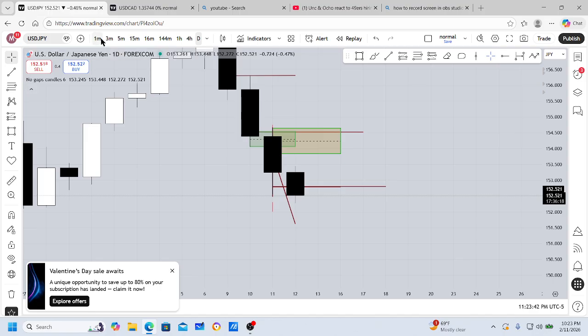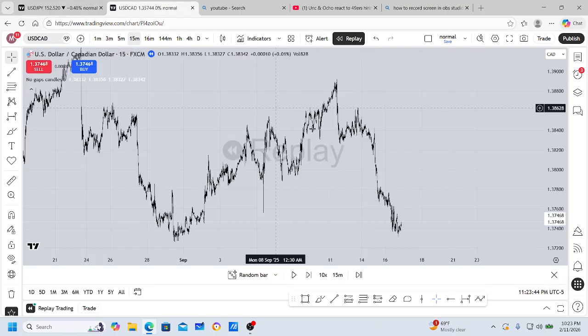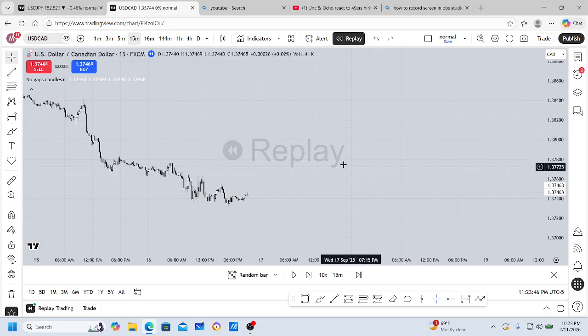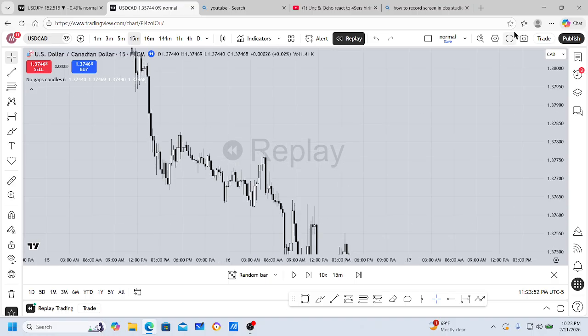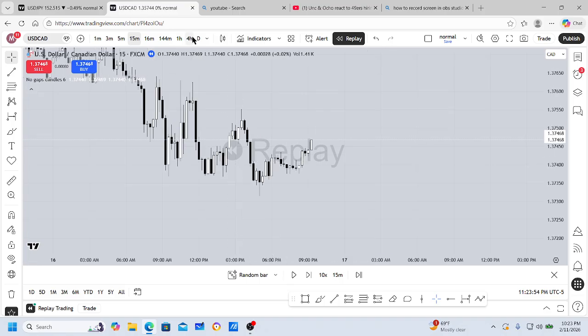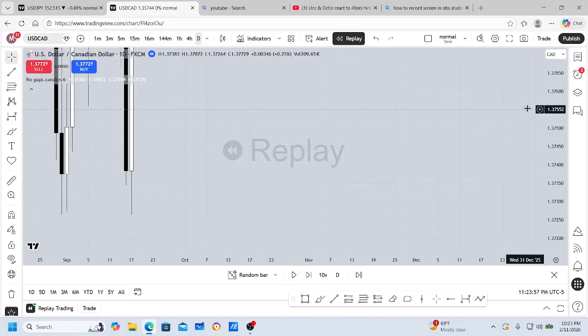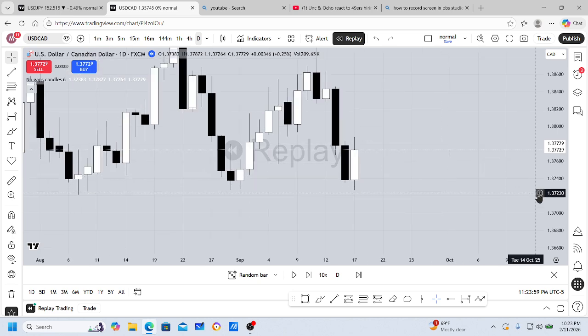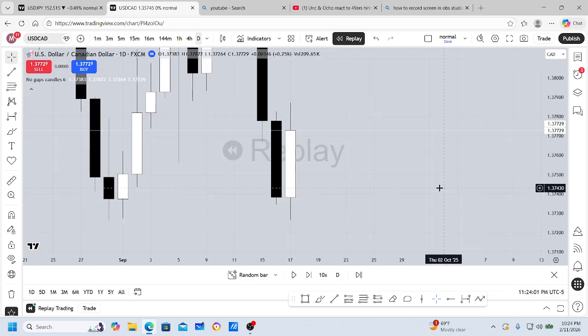But the problem is if I go to USD CAD, because it's in backtest mode, what will happen is that it'll fast forward some stuff for me. All right, let me show you. So this is the daily, right? We'll go on the daily chart. This is a nice fat daily candle, right? Oh man, they're making it easy for us right now.